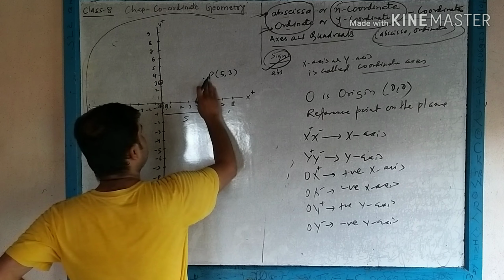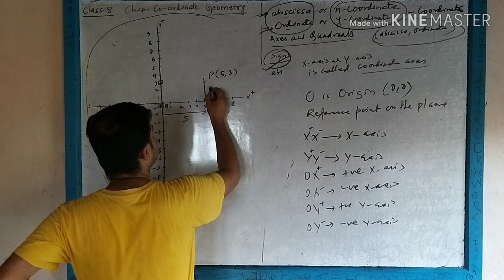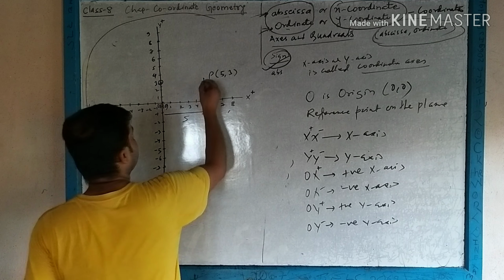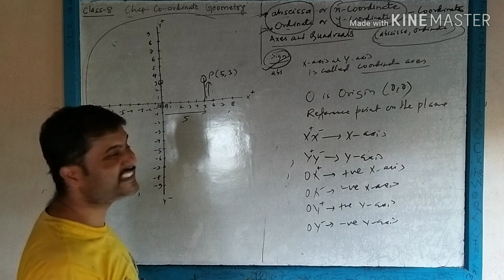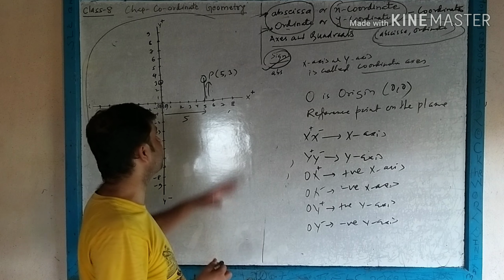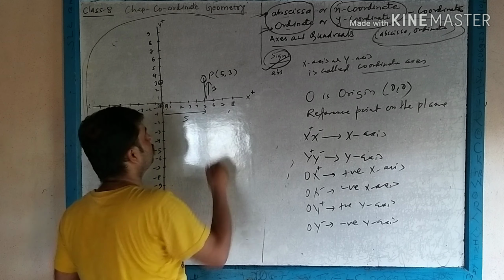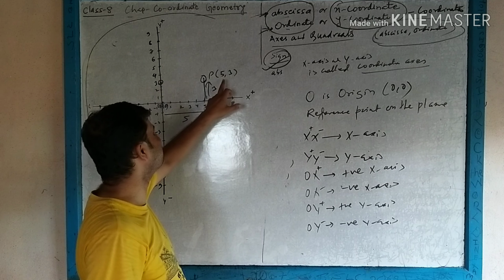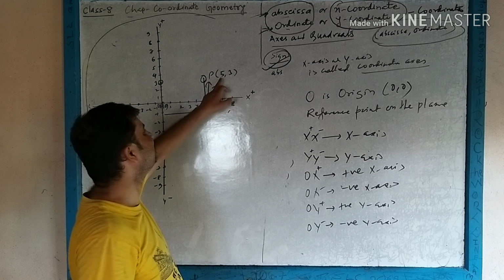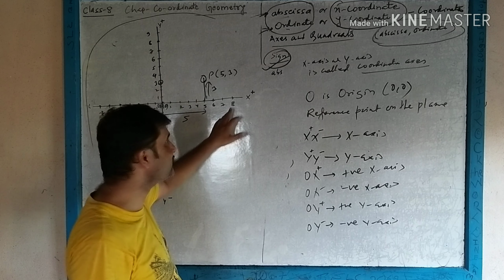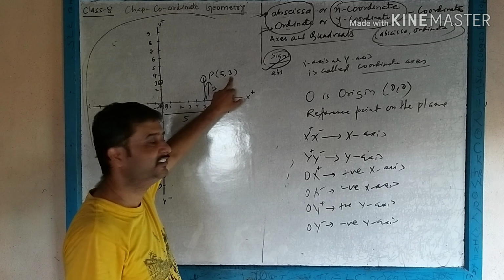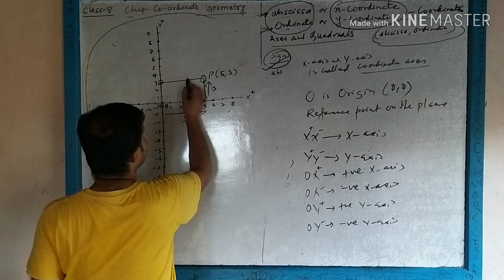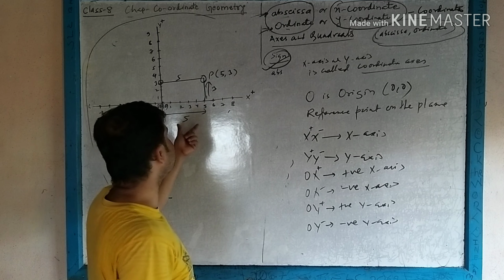Now you can draw one line over here. My question is, the coordinates of point P are 5, 3. Suppose somebody asks you, what is the distance of the point P from the x-axis? See this very carefully. The distance from the x-axis is 3. That is the ordinate. And the distance of the point P from the y-axis is 5. That is the abscissa.